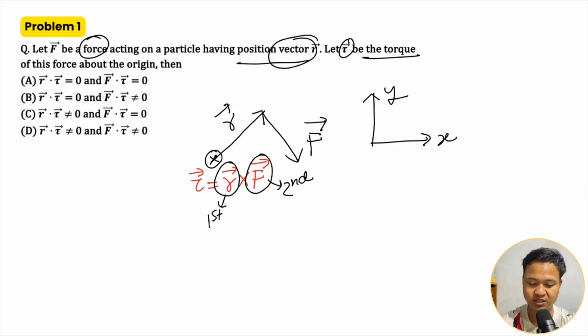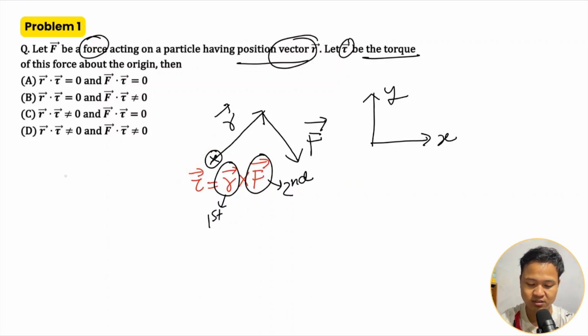So take your right hand, follow the first vector, and let your palm face the second vector. My thumb will be pointing towards the torque, or the fingers curl towards the second vector. If I go along R and curl towards F, then my thumb will be pointing inwards. So the torque direction will either be inwards, into the page, or outwards.